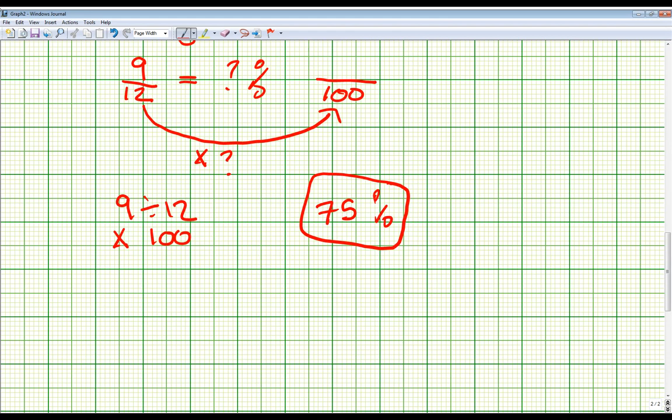Okay, if you tried them out, number 5 is 62%, number 6 is 28%, number 7 is 95%, number 8 is 150%, and number 9 is 100%. And that brings us to the end of video 5.5.